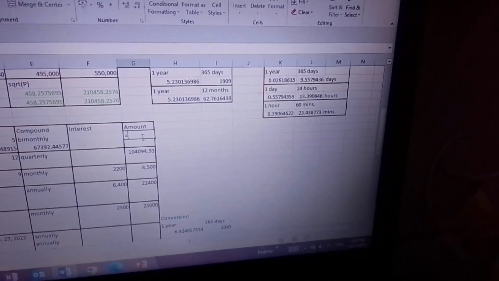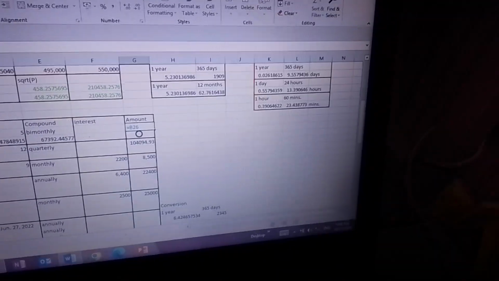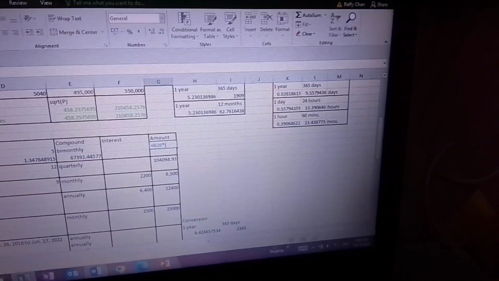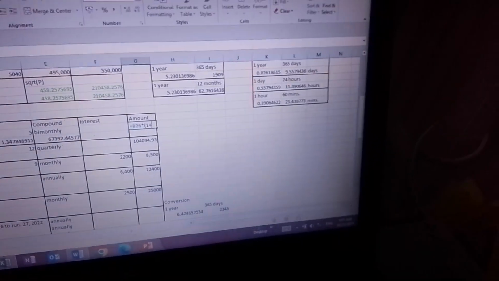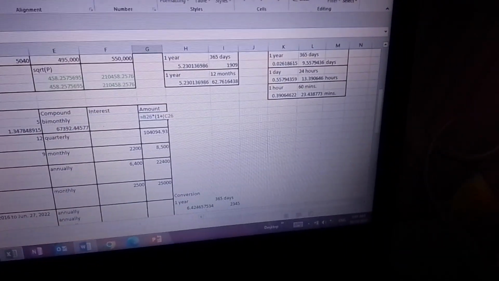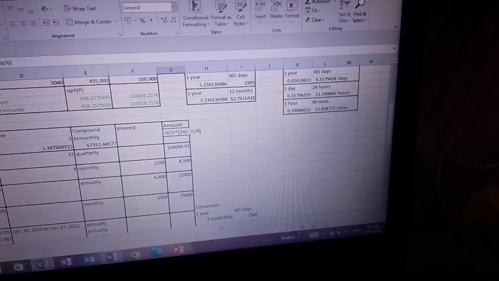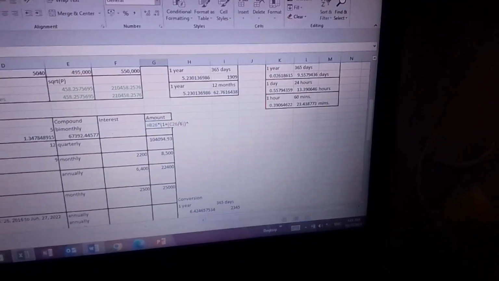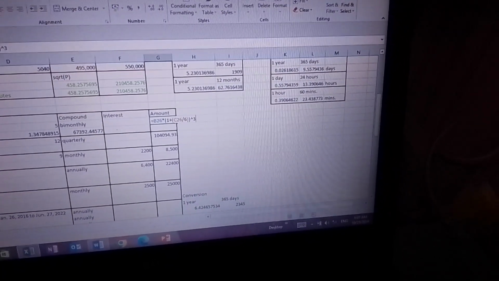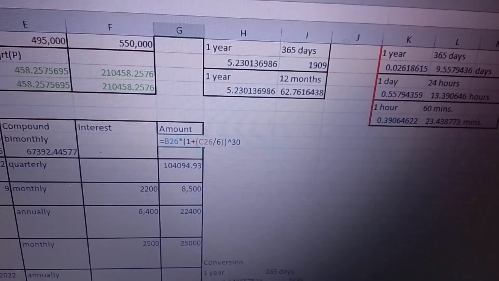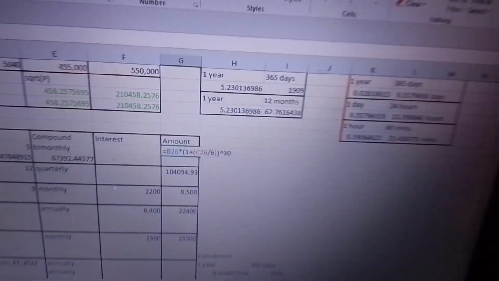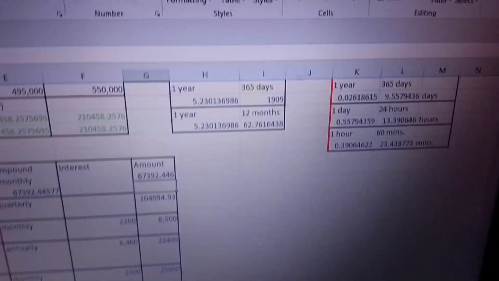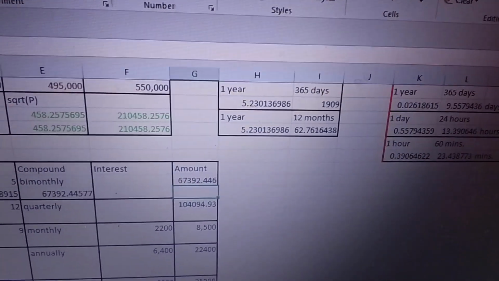When we do it all at once, we have 50,000 multiplied by 1 plus the rate, which is 6%, divided by 6, all being raised to the 30th power. So that one comes first, then add 1, then raise to the 30th power. And then you should get, yes, that's the answer, right?